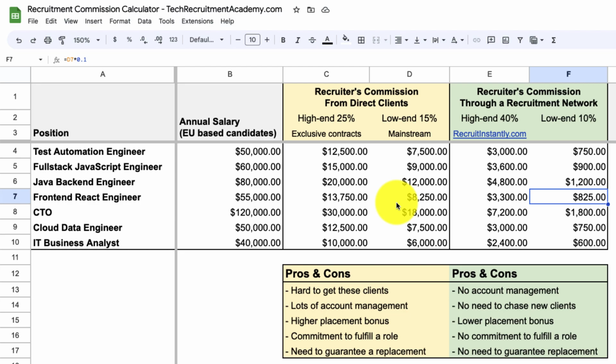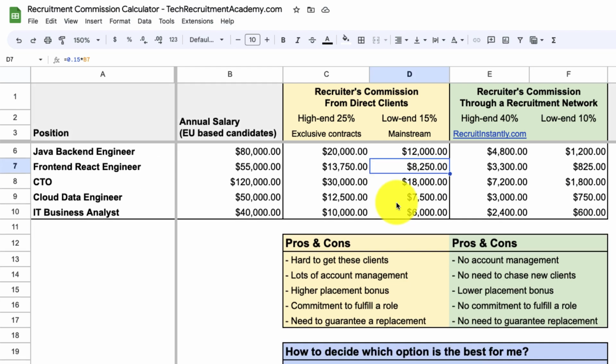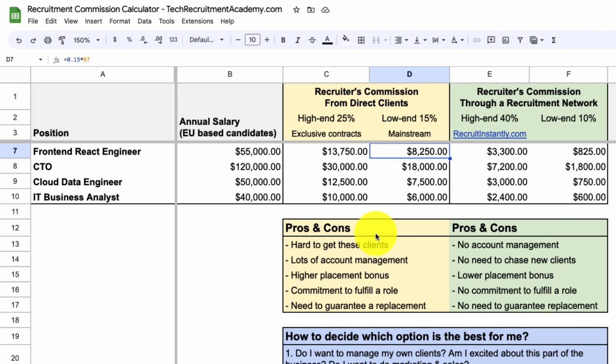But anyway, going back to our commission table, you can see the pros and cons of these two options. It is obviously hard to get these clients because plenty of companies, agencies, and individual recruiters fight for onboarding these. You would need to do some account management. It's not just about having the client, but before you get the client, you would need to onboard them. You would need to take care of the legal stuff. You need to have some contracts in place, right? And that takes time and money.